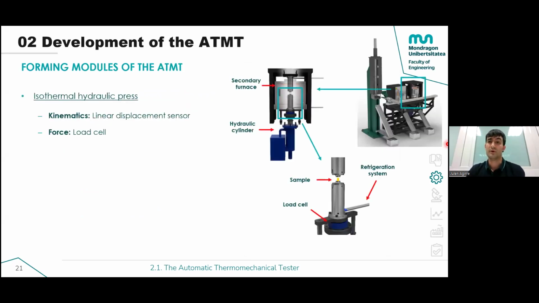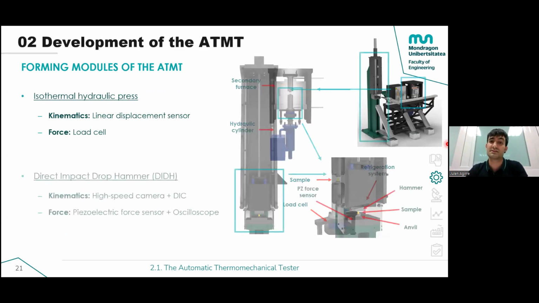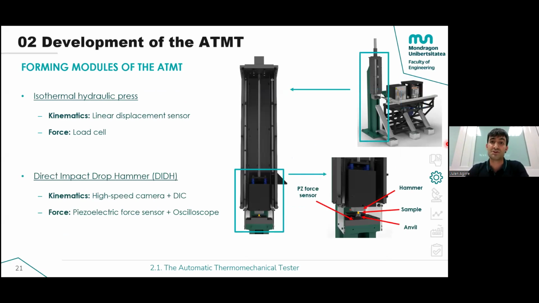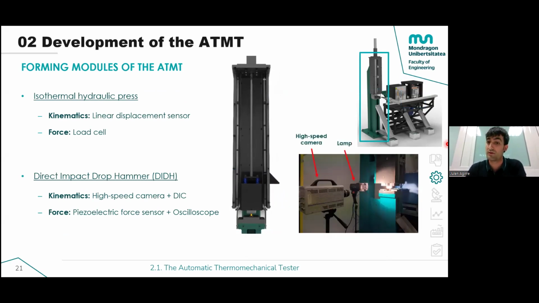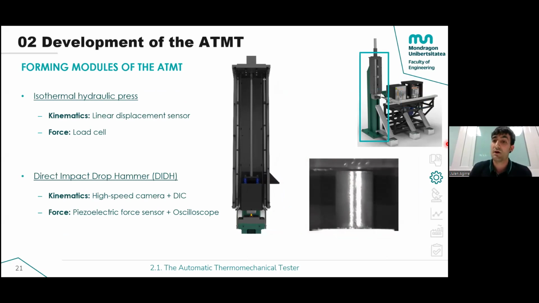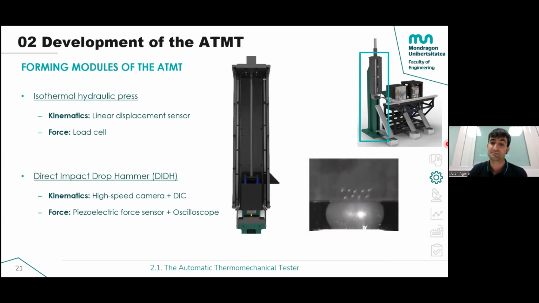So we have on the right-hand side the isothermal hydraulic press for low strain rate testing, and then the hammer, which is a weight pushed by a high-pressure pneumatic cylinder. Data acquisition in this case is carried out by a high-speed camera with digital image correlation, and the force is measured by a piezoelectric force sensor attached to an oscilloscope. Here you can see a video of a uniaxial compression test recorded by our high-speed camera.